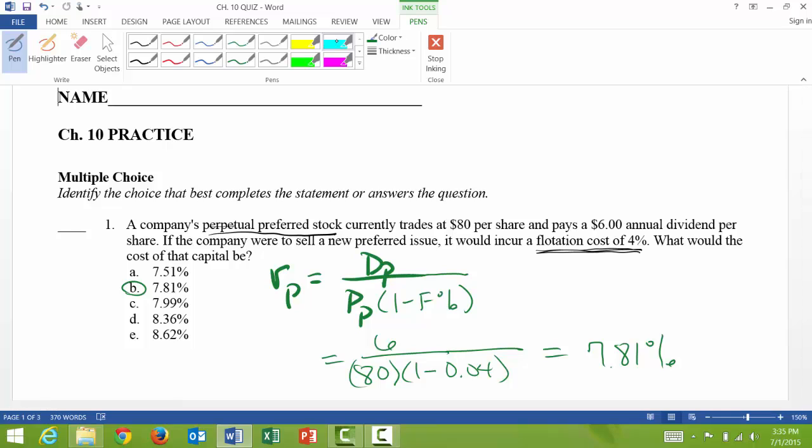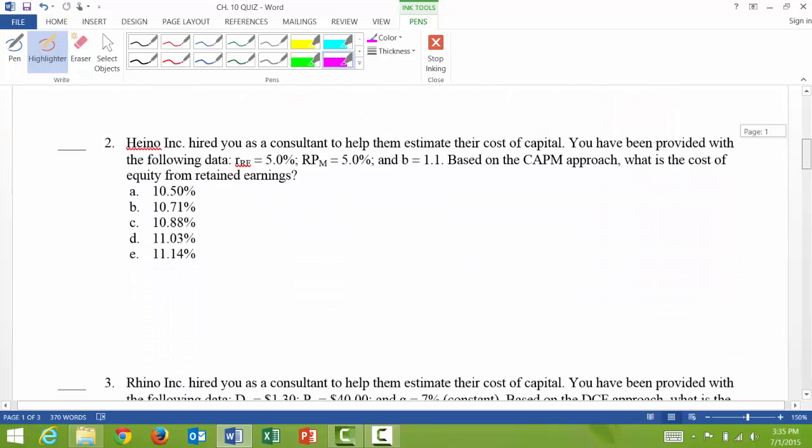Just keep in mind, if it didn't say flotation cost, then we would just be dealing with this little part over here as the equation. So that's the normal way we look at it. So let's go to the next one.